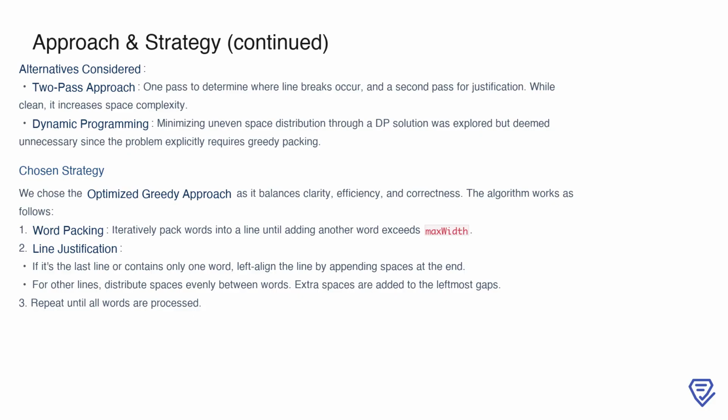Here's how it works. First, we iterate through the words, packing them into a line until adding another word exceeds the max width. Then, we justify the line based on its type. If it's the last line or contains only one word, we left-align it by adding spaces to the end. For all other lines, we distribute spaces evenly between the words, with any extra spaces added to the leftmost gaps. This process is repeated until all the words are processed, ensuring an efficient solution that meets all the problem's requirements.